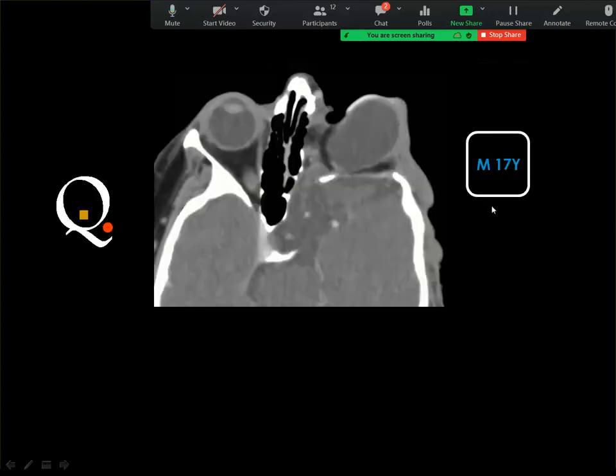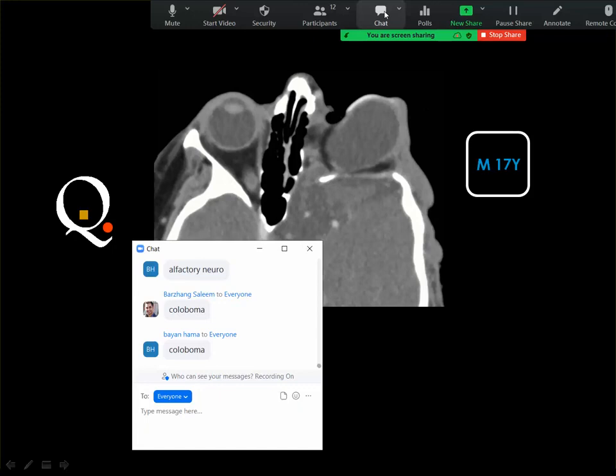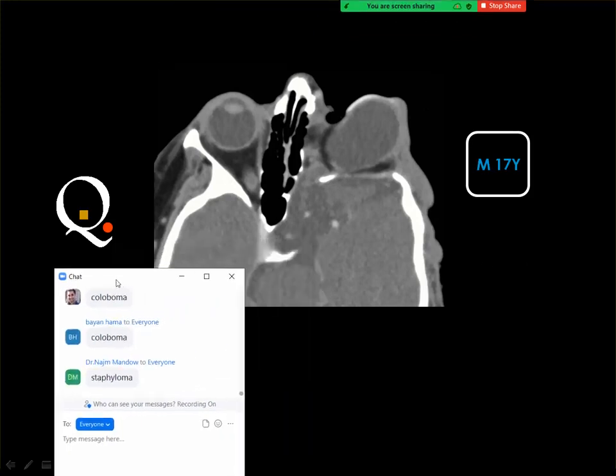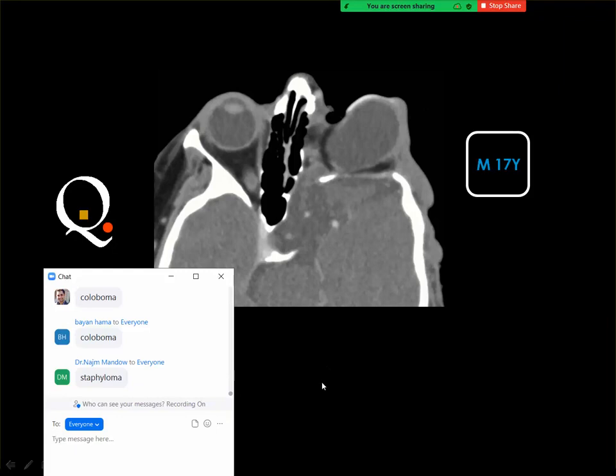The next case is a male teenager, 17 years old, and this is a CT of the orbit. No, this is not a coloboma and not a staphyloma.